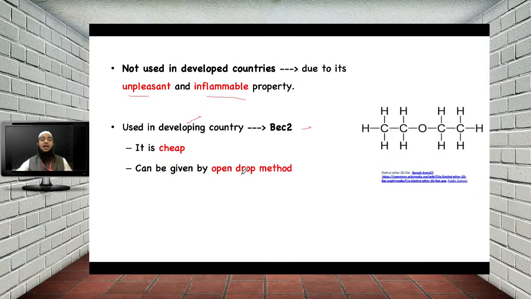Second thing is that it can be given by the open drop method. We have seen three or four methods. One of the simple methods is the open drop method. So it can be used by the open drop method because it is cheap, so even if there is wastage, that can be afforded. No need to use any equipment if you are using the open drop method. I hope you all agree, because in the open drop method you are simply using a mask and dropping the anesthetic agent drop by drop.